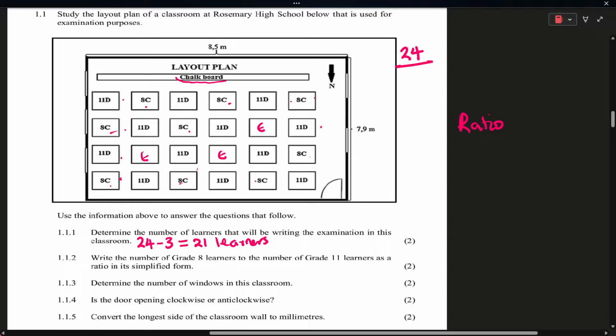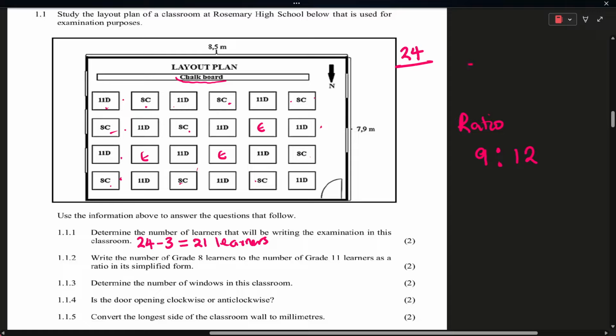It's the 8 C's that you are seeing there. So I will say 9 is to. And then now to grade 11. How many grade 11 learners do we have? 1, 2, 3, 4, 5, 6, 7, 8, 9, 10, 11, 12. Grade 11 learners are 12. Now they're saying a ratio. How do you simplify this ratio, guys? You divide by the highest common factor.